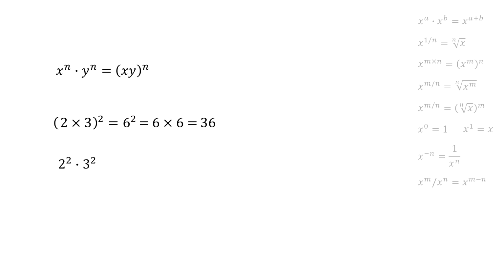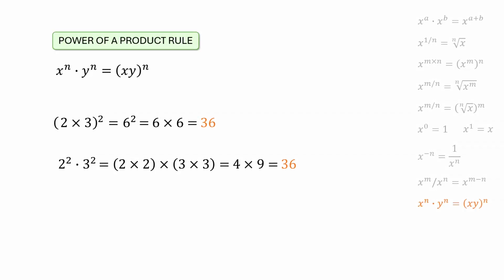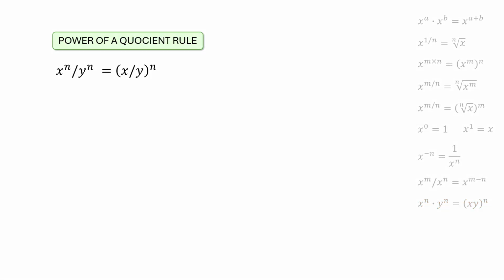Doing it the other way, 2 raised to 2 is 2 times 2, which is 4. 3 raised to 2 is 3 times 3, which is 9. 4 times 9 is 36. By the way, this rule is called the power of a product rule. The last rule is the power of a quotient rule, which, as you can imagine, is a special case of the last one, if you consider the multiplication of the first base by the inverse of the second.